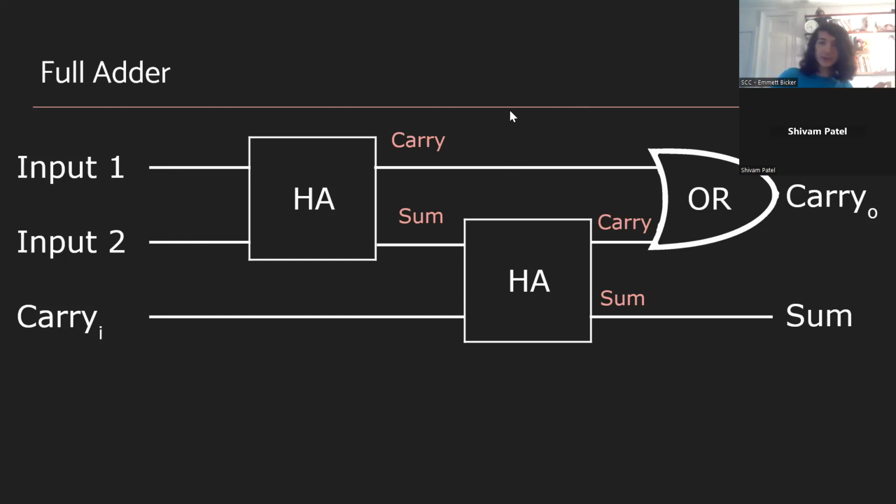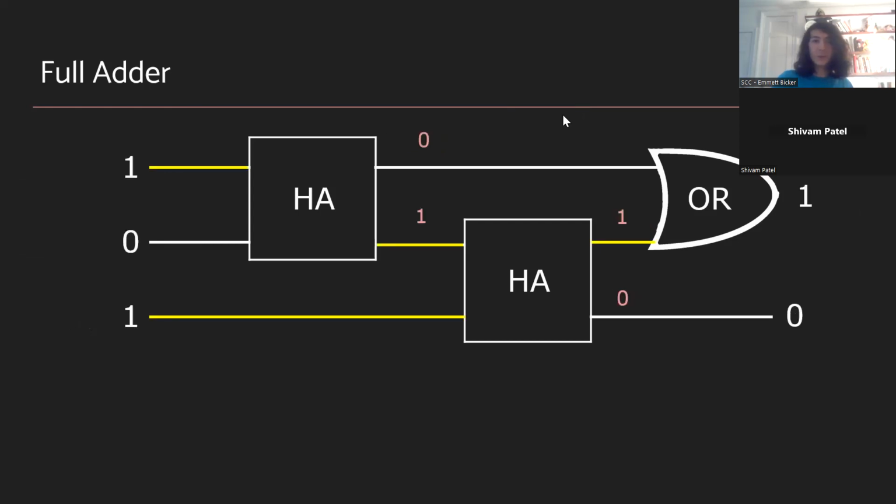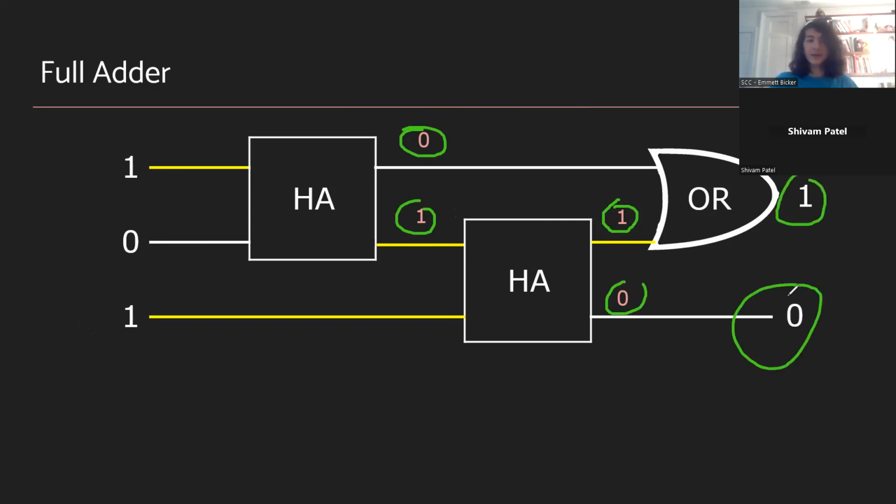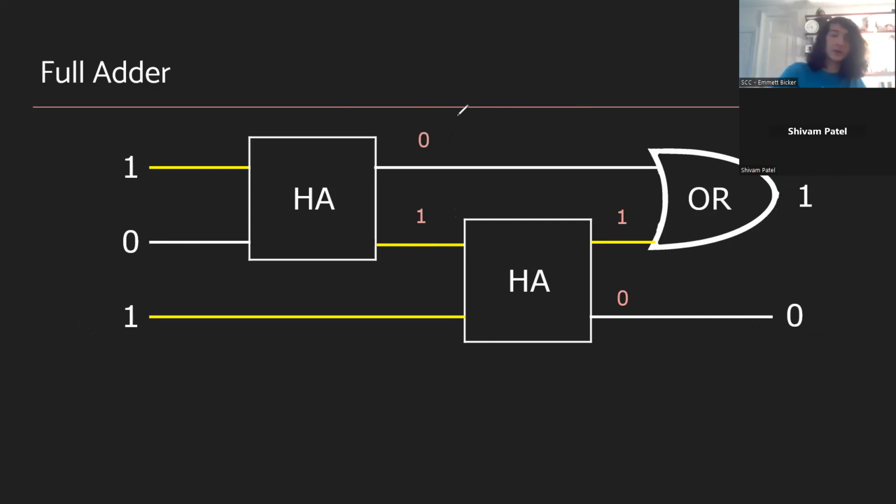So just to go through an example of this, if I have 1, 0, and 1, then the 1 and the 0 will go through the half adder. The tens digit will be 0, the ones digit will be 1, then the 1 and the 1 will go through the half adder. The tens digit will be 1, and the ones digit will be 0. And then 0 and 1 ORed together will give you a 1 and a 0. And that's correct. 1 plus 0 plus 1 is 1, 0. That makes sense? Do you have any questions?